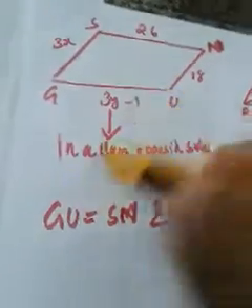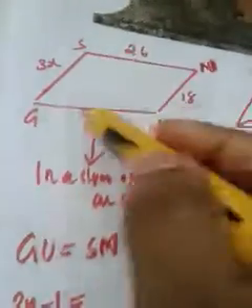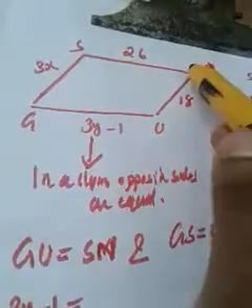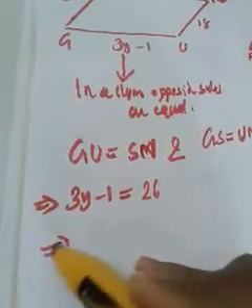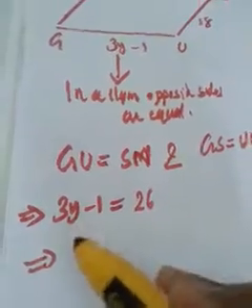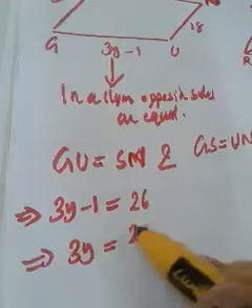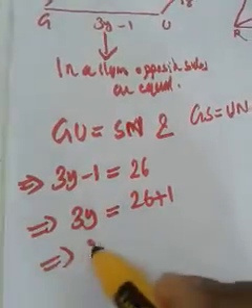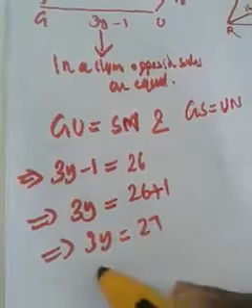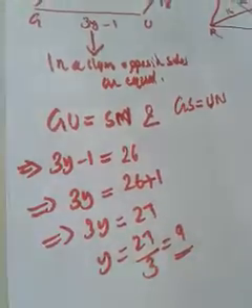And what is GU? GU is nothing but 3y minus 1. So 3y minus 1 should be equal to 26, no? Because opposite sides are equal. From this expression, we can easily calculate the value of y. If 3y minus 1 is equal to 26, when you take this minus 1 to the right side, it becomes plus 1. So 3y is equal to 27. Then y will be 27 by 3, which is 9. So we got the value of y as 9.